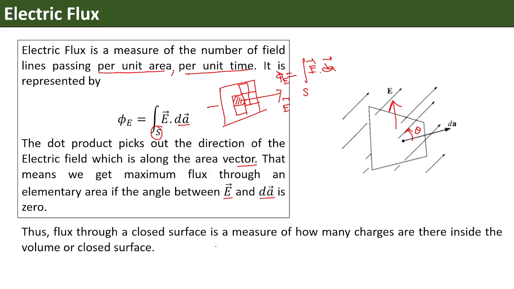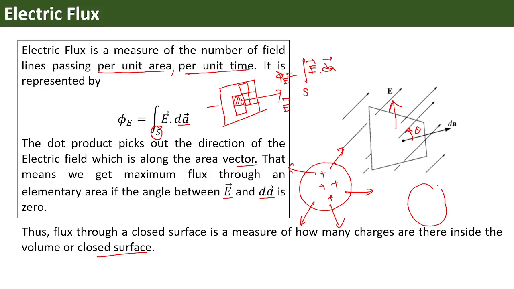So thus the flux through a closed surface is a measure of how many charges are there inside the volume of the closed surface. Why? Because where else will these electric field lines come from? They have to come from charges. For example, if it is a closed surface and you are getting some field lines out of this closed surface, then it means there is some kind of plus charge. Now there could be one plus charge, two plus charges, three plus or four plus charges. That depends upon the situation. But there is definitely some kind of plus charges within the closed volume.